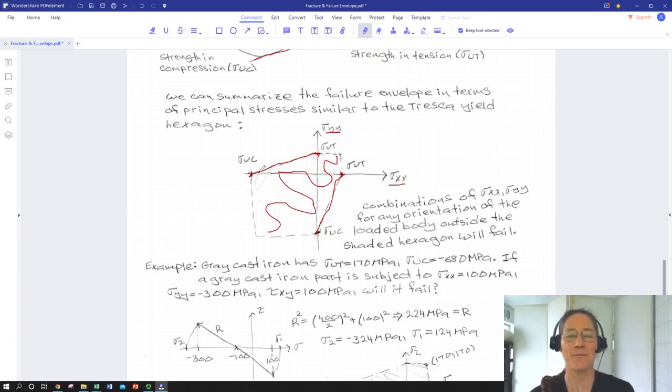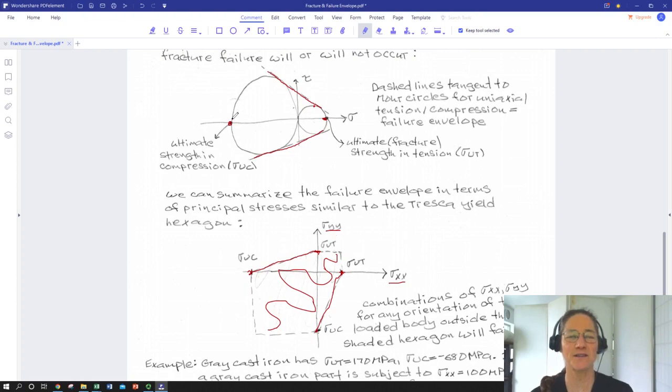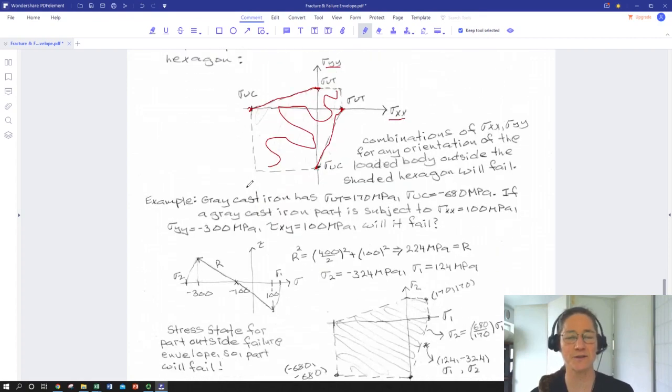So another point, if you're comparing this to the shape of the yield stress Tresca triangle, the biggest thing to remember about this one is it's much fatter in the compressive end, corresponding to the significantly higher stress to failure in the compressive direction for just about any material, but definitely brittle materials.